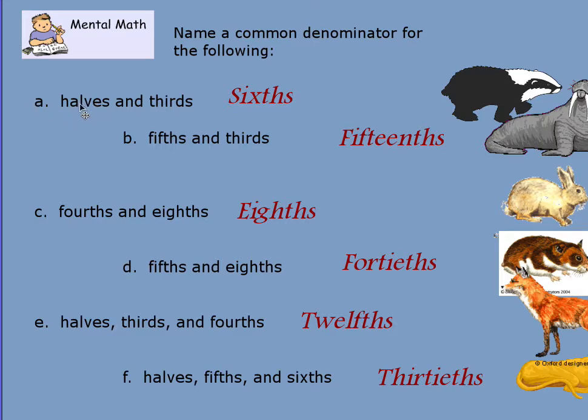the denominators. So in this case, 2 and 3 would be 6. 5 and 3 is 15. This is a little different because 4's already go into eighths, so that's why we're going to keep it with the eighths. 5 and 8, 5 times 8 is 40. 2, 3, and 4, getting to 12. And then taking a look at just 5 and 6, which is 30, and we know that 2 goes into any even number.